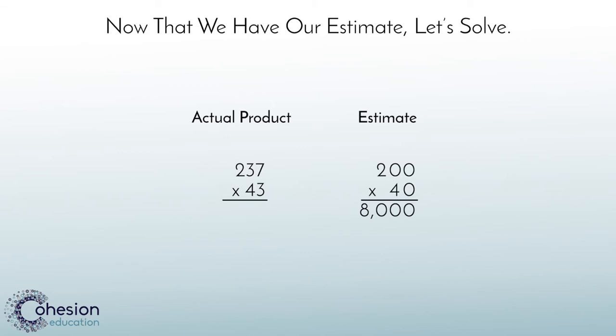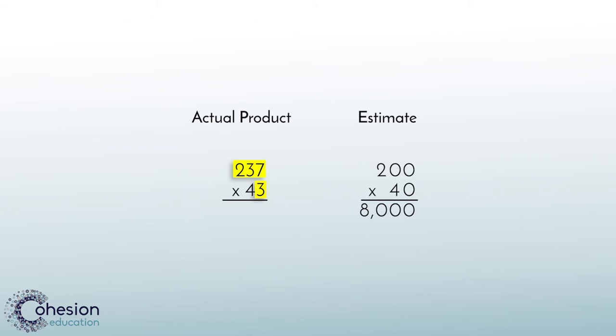Now, to begin this problem, we will start by multiplying the top number, 237, by the 3 in 43 because the 3 is in the ones place, and that is where we begin. As we multiply in this step, we will follow the exact rules we did when multiplying by a one-digit number. In step 1, we are basically multiplying 237 times 3, starting with the ones.